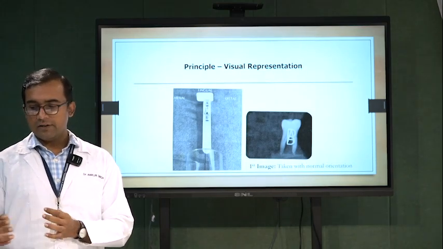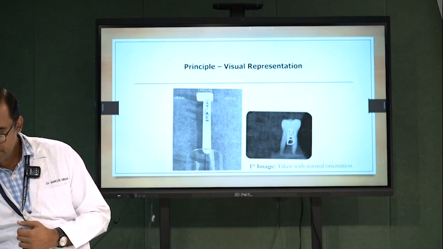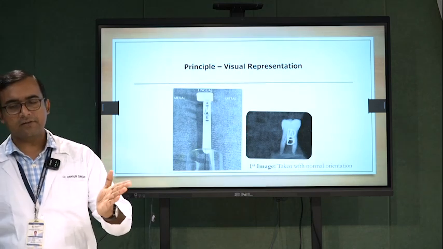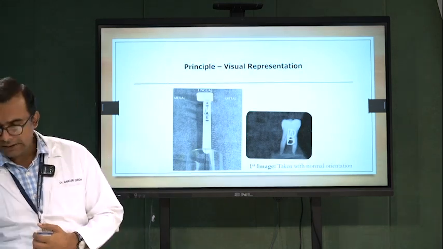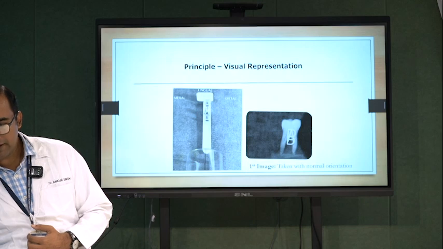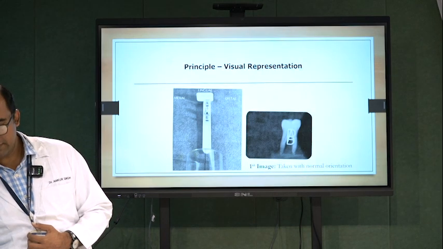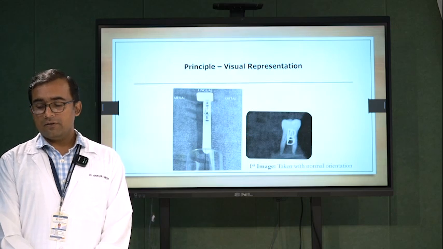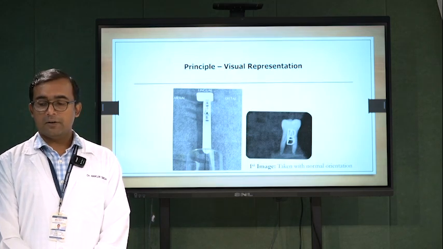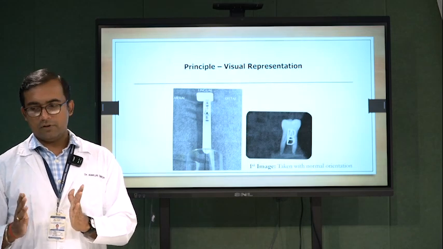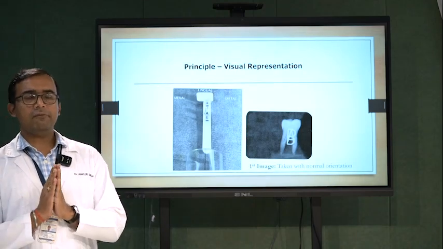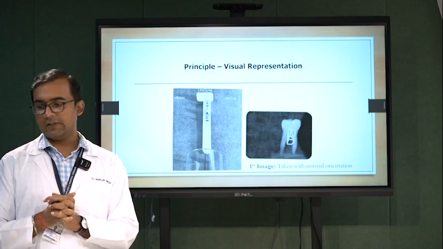There are two objects, object A and object B, and there is a tooth. This is the film, which is always placed palatally or lingually. This is the BID or PID. This is the mesial aspect and this is the distal aspect. If we take a periapical view with normal orientation, both A and B will superimpose on the tooth.